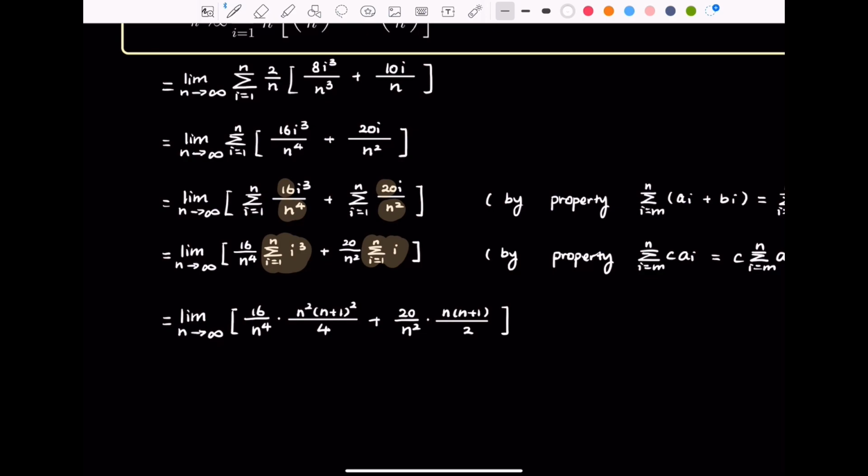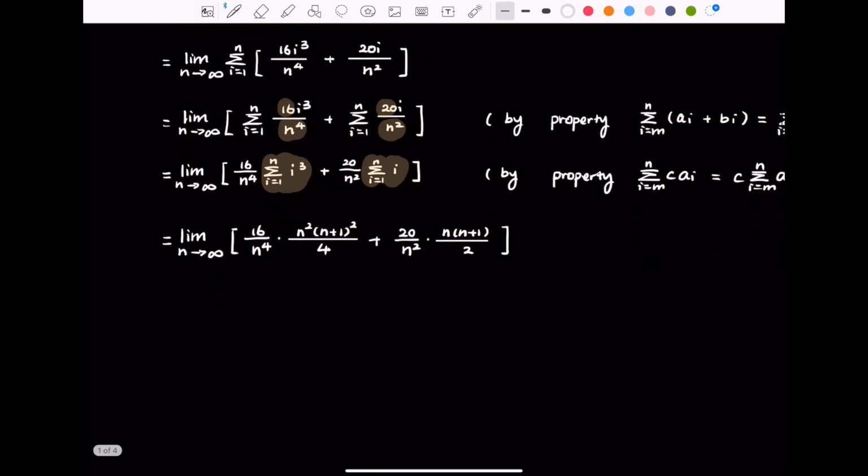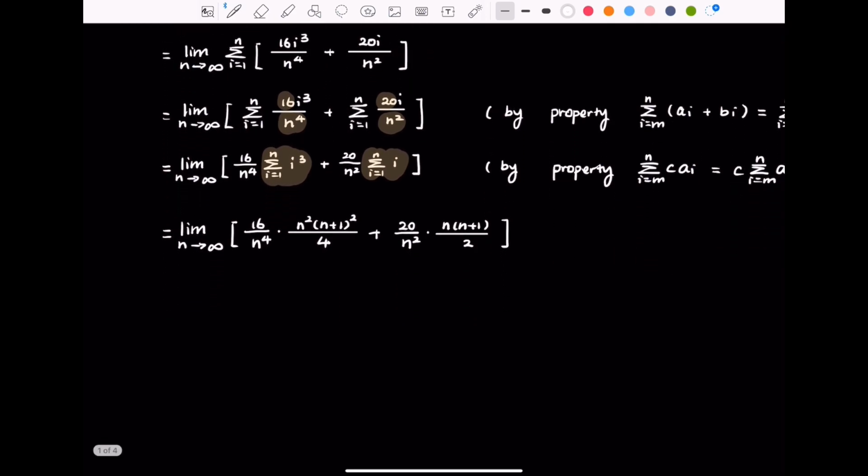Alright, and now we can simplify, because there are terms you can cancel out. This n squared and this n to the power 4 can cancel out with n squared at the bottom. This 16 and this 4 can cancel out with a 4 left here. Similarly, in the second term, this 20 and this 2 can cancel out with a 10 left here. This n and this n squared can cancel out with an n left there.